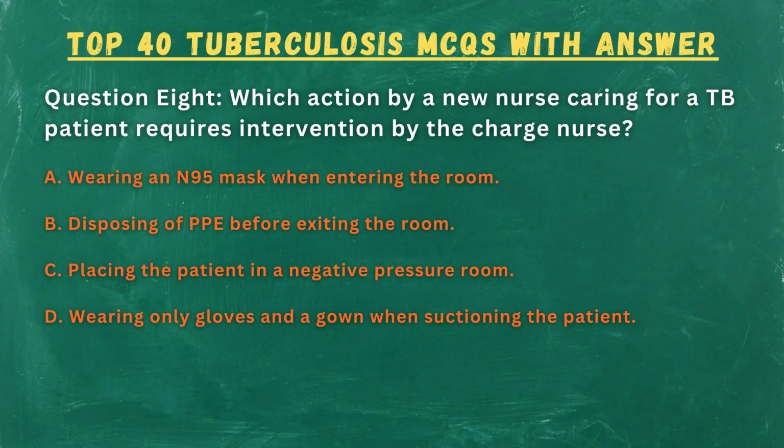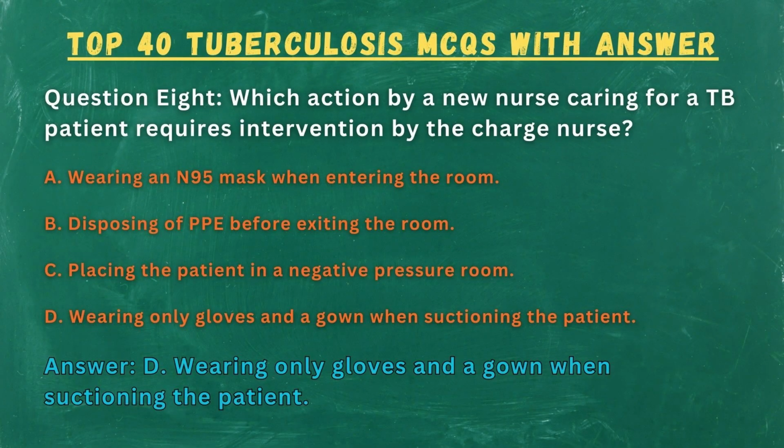Question 8. Which action by a new nurse caring for a TB patient requires intervention by the charge nurse? A. Wearing an N95 mask when entering the room. B. Disposing of PPE before exiting the room. C. Placing the patient in a negative pressure room. D. Wearing only gloves and a gown when suctioning the patient. Answer. D. Wearing only gloves and a gown when suctioning the patient.